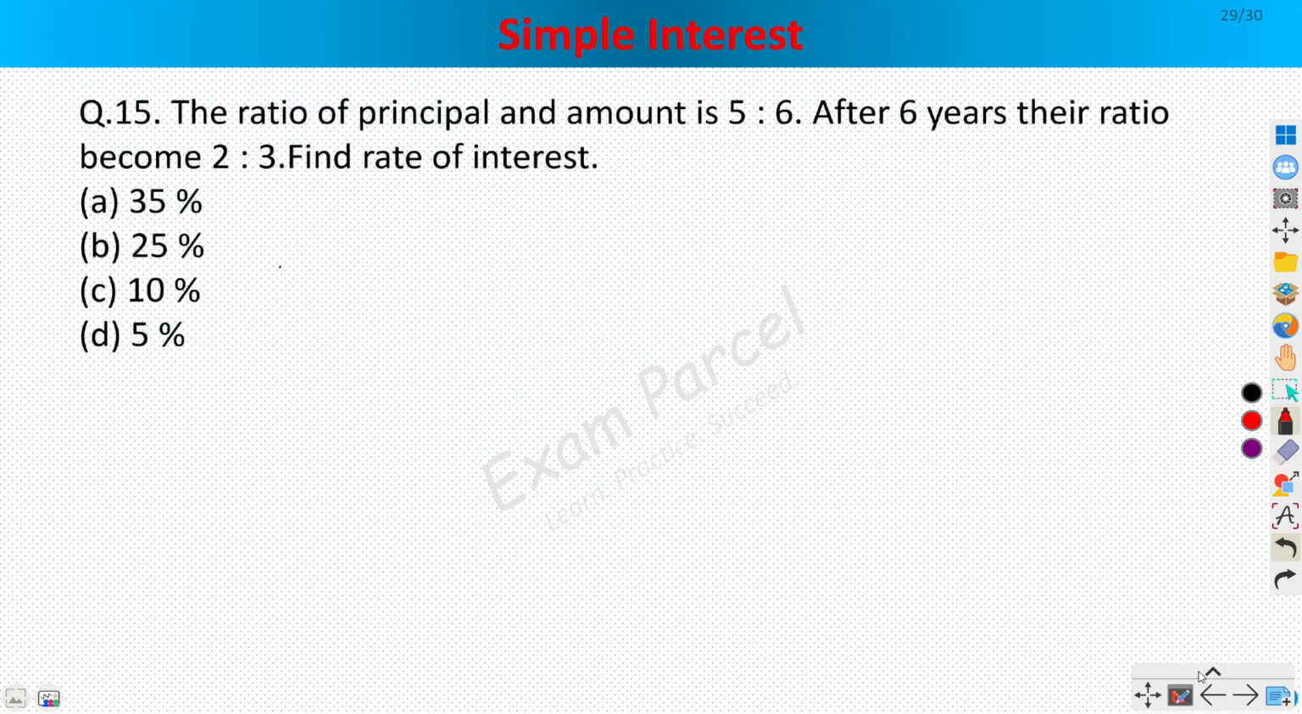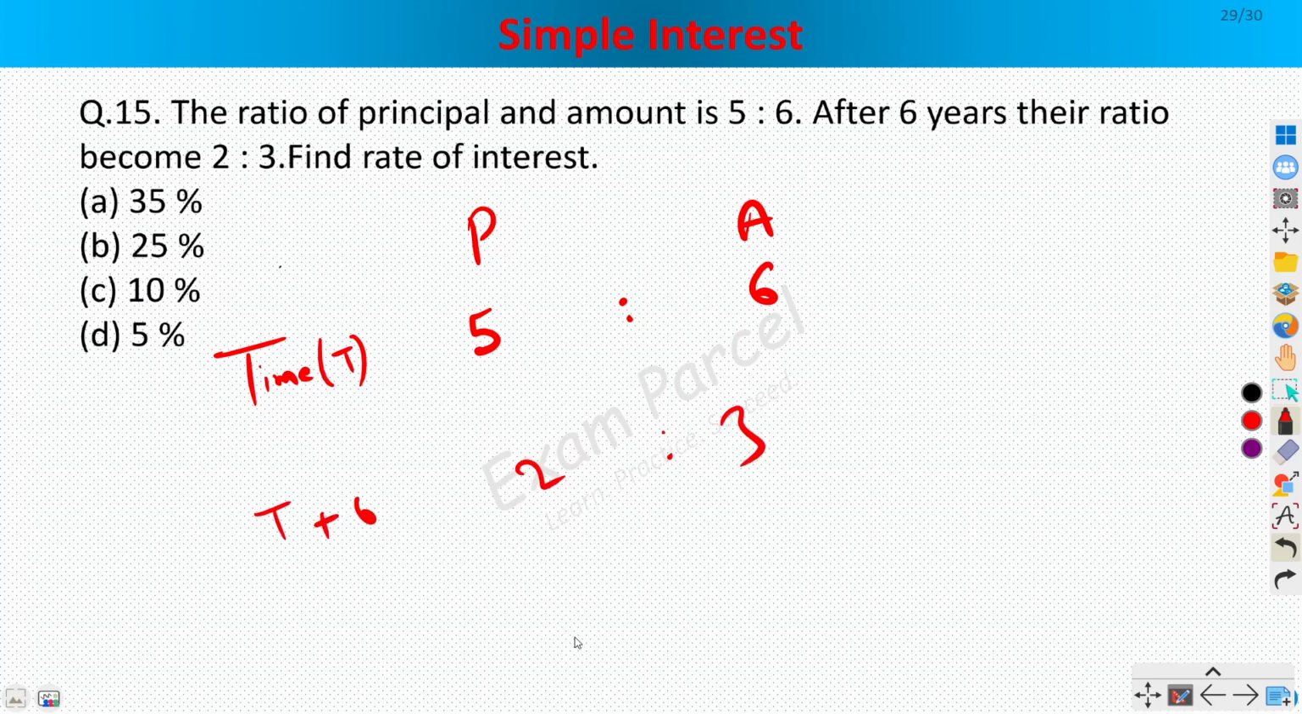Okay, the ratio of principal and amount is 5:6. After 6 years, the ratio becomes 2:3. Find the rate of interest. So we have principal and we have amount. 5:6. Let's say this is current time T. And T plus 6. After 6 years, we get 2:3.